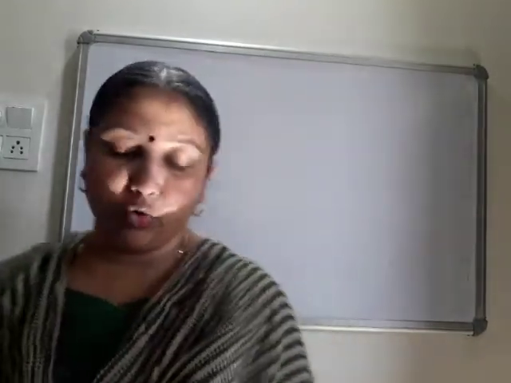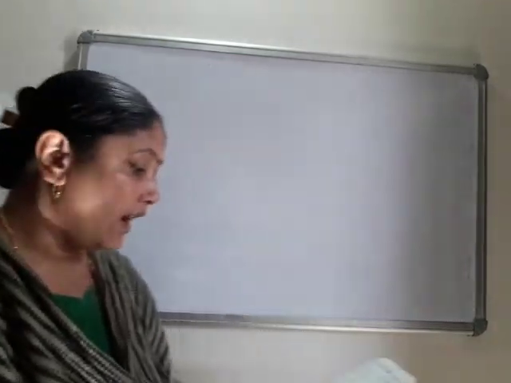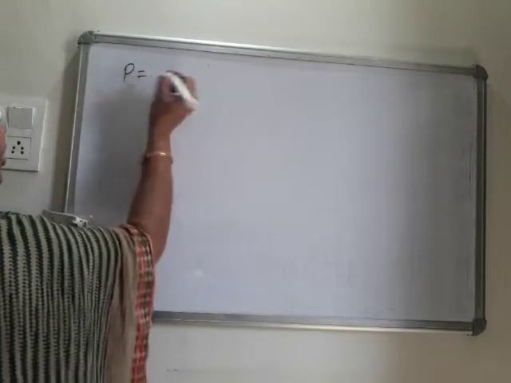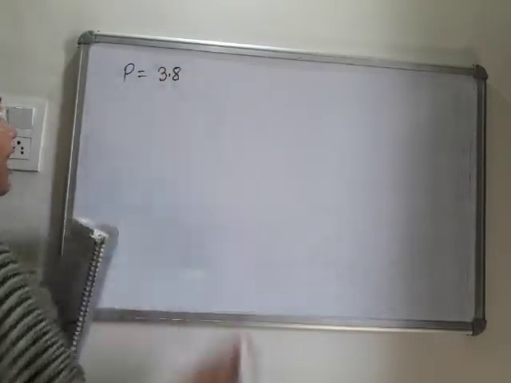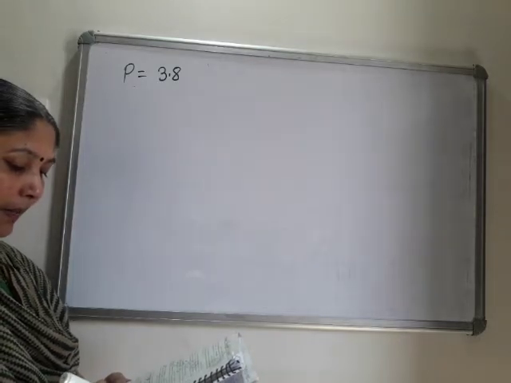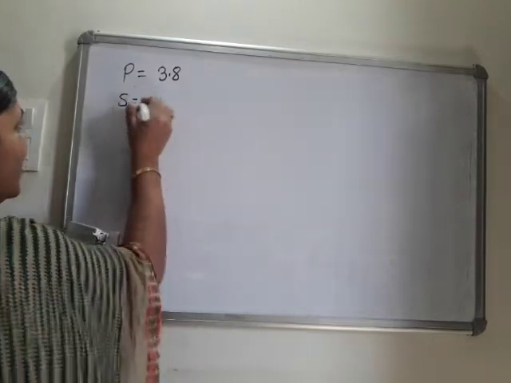Mole per dm cube. Find Henry's law constant. Again, a simple question. Read the question. What is given? The solubility of a gas at 27 degrees Celsius and 3.8 atmosphere, that is 3.8 bar. So pressure is given as 3.8 bar. And what is said? Solubility is given. What is the solubility given?